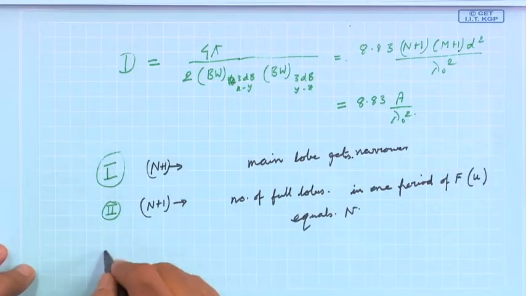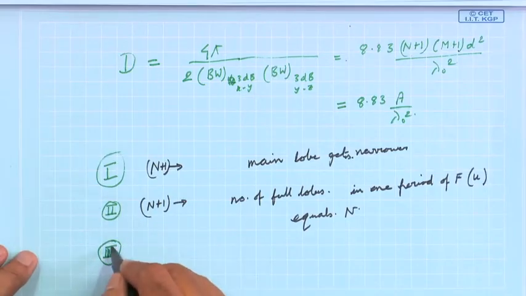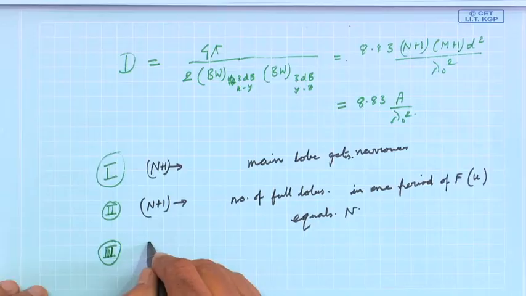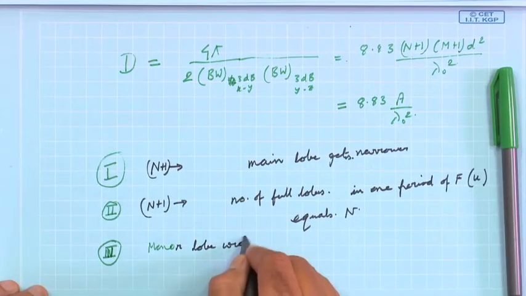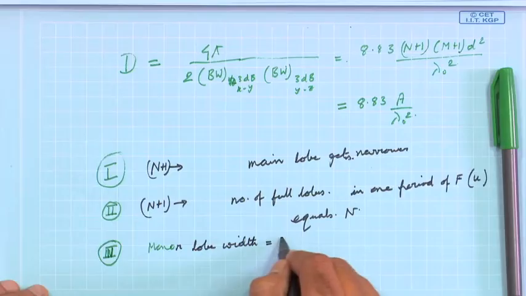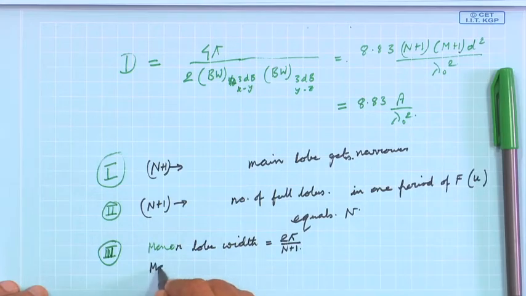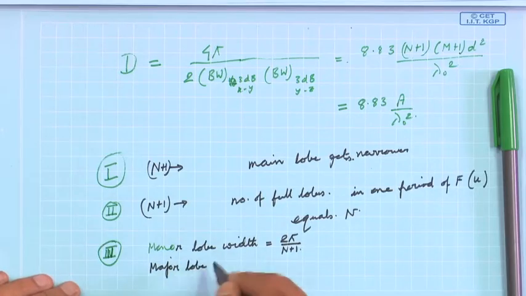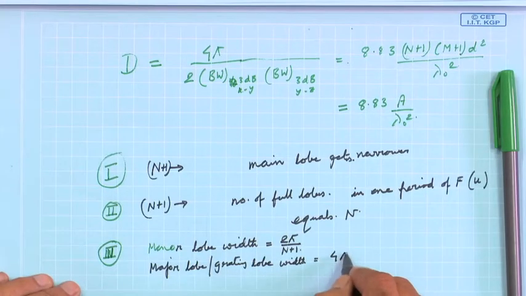Now, the third property is that the minor lobe width, if you calculate, is 2 pi by n plus 1, and the major lobe or main lobe, as well as the grating lobe, width is double of that, that is 4 pi by n plus 1.